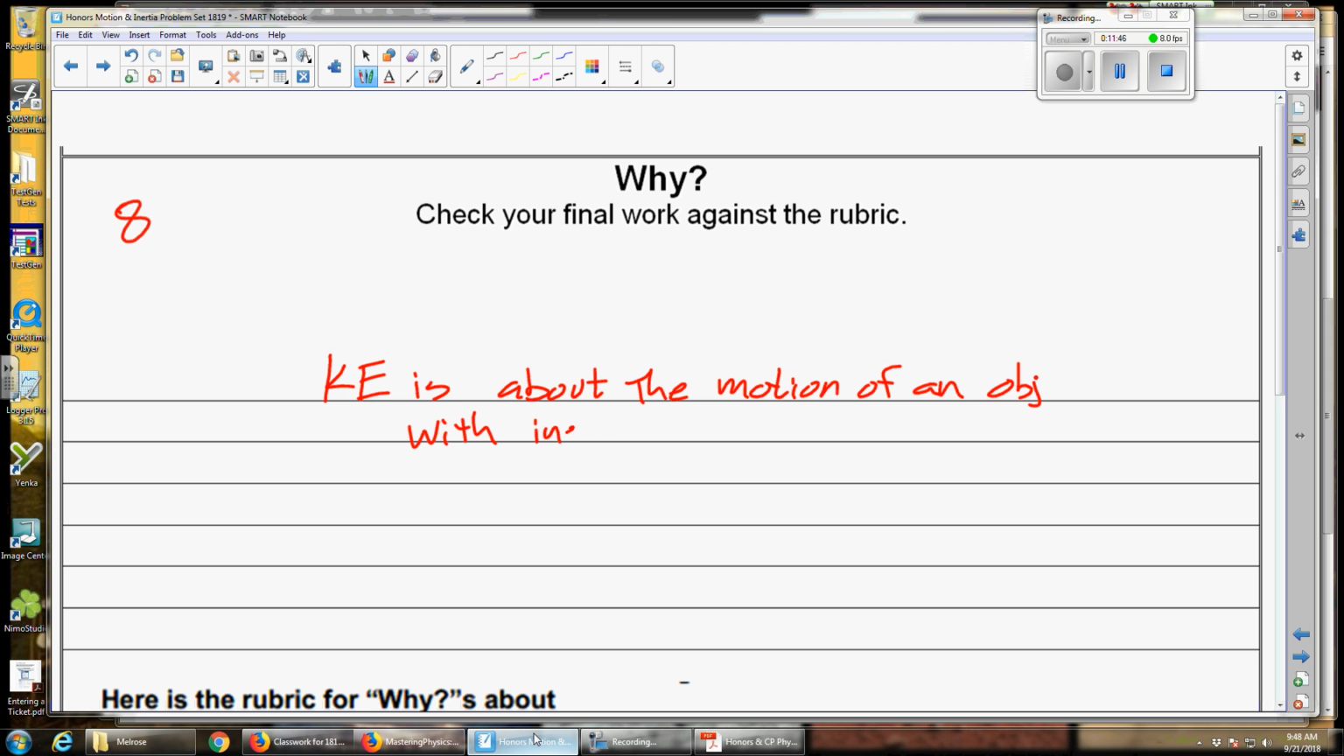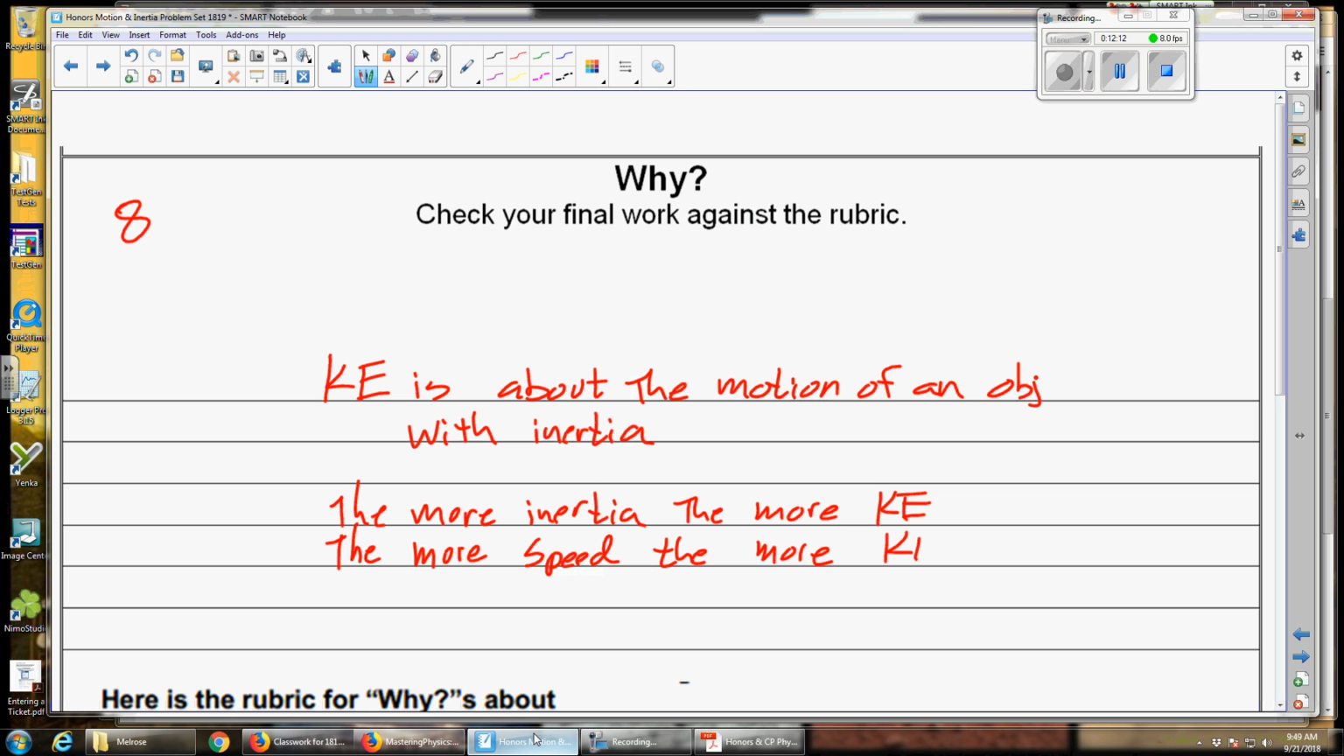with inertia. The more inertia, the more KE, the more speed, the more KE, and I might add in here just to bring it back to the problem, the bullet has low inertia but high speed. Right? Good?